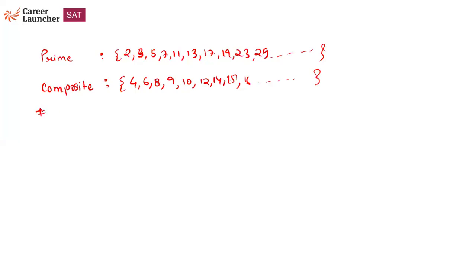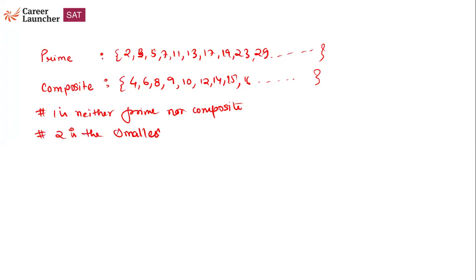Now, a few properties. 1 is neither prime nor composite. The next one is 2 is the smallest prime. The third one is 2 is the only even prime. Clear? Yes or no?